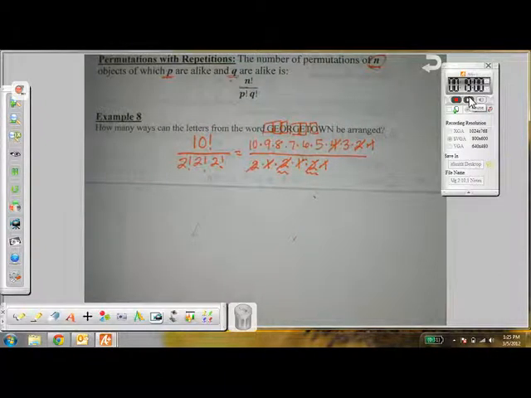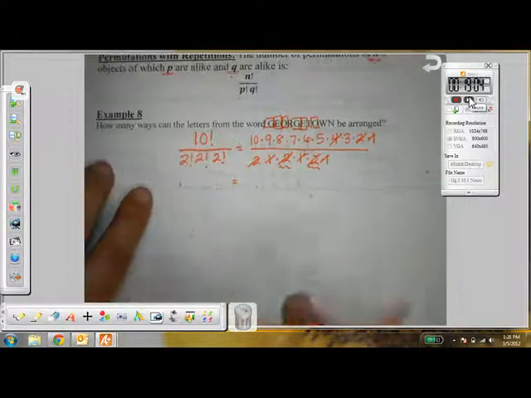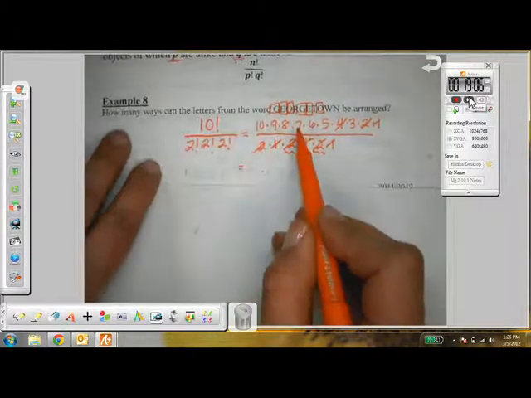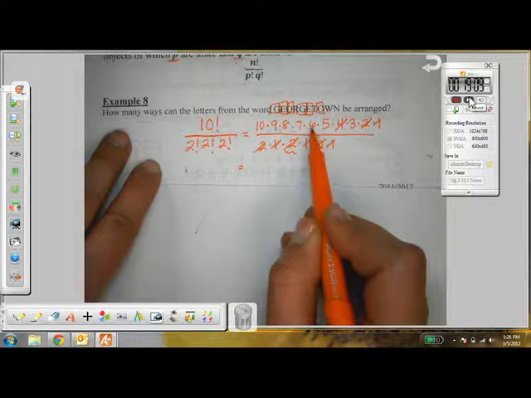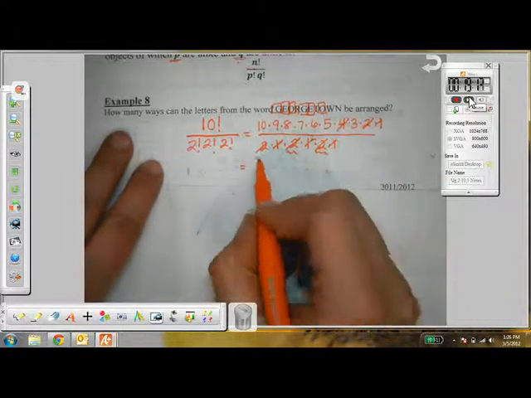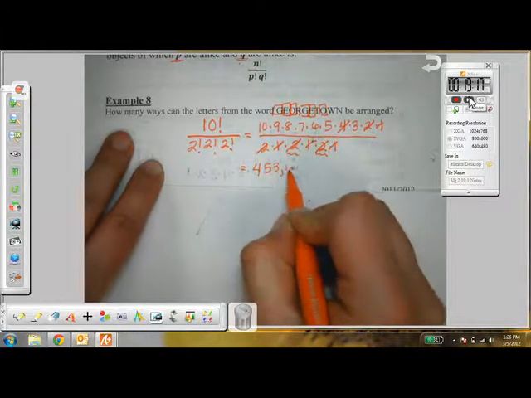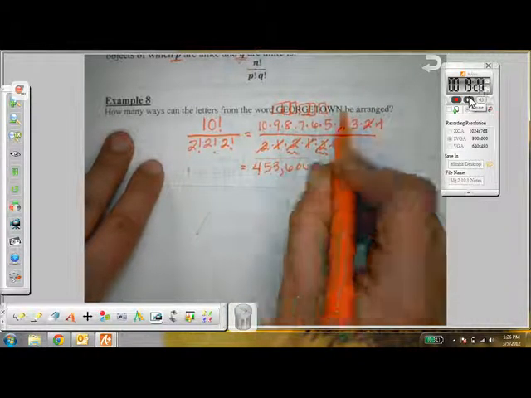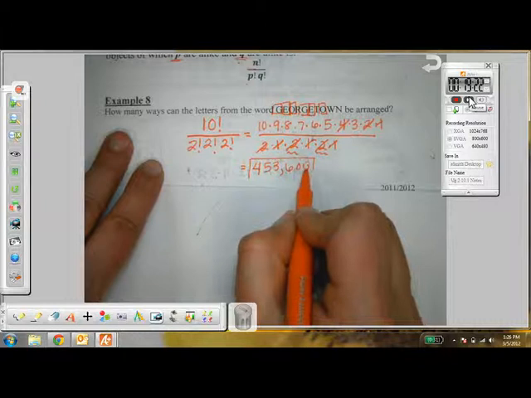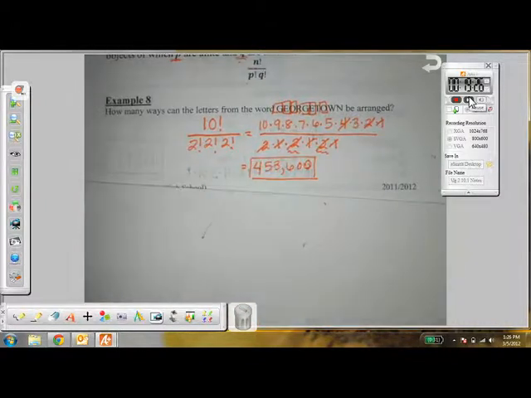Okay, so what does this leave me with? This leaves me with 10 times 9 times 8 times 7 times 6 times 5 times 3. That's going to give me 453,600. So I could take all of those letters and rearrange them, and I could get 453,600 different arrangements of those letters.